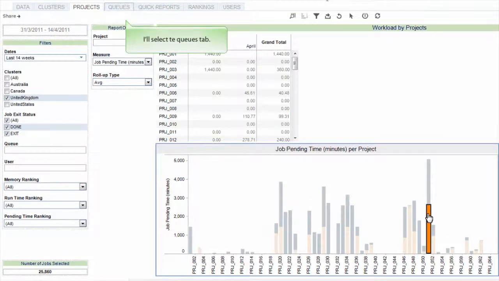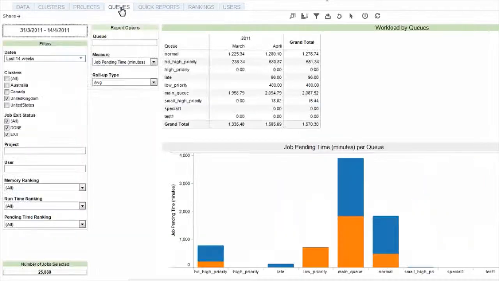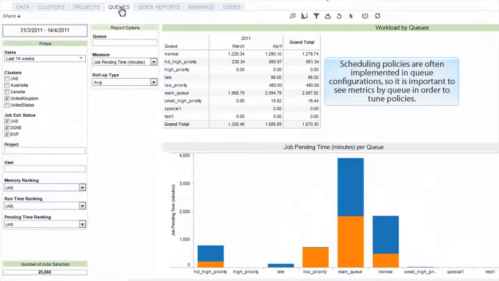Let's continue our tour and select the Queues tab. Scheduling policies are often implemented in queue configurations, so it's important to see metrics by queue.